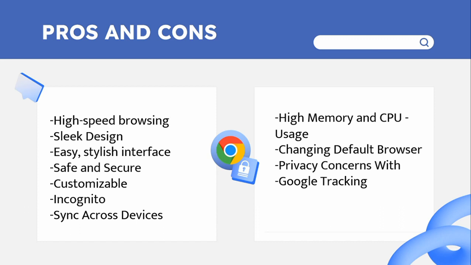Apart from these advantages, this web browser has its own drawbacks. The first one is high memory and CPU usage. Google Chrome consumes more CPU and RAM compared to other browsers. High memory consumption will affect other applications on your device at the same time. Next is changing the default browser. Chrome is only the default browser in Chrome OS. However, on Windows and Mac OS, you need to change the default browser from Edge and Safari to Chrome.